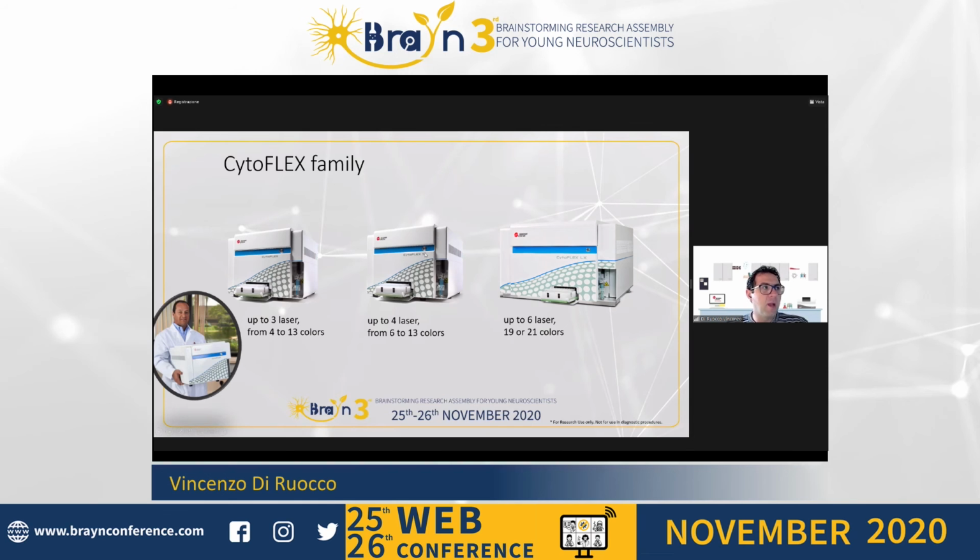The following year, we launched on the market the Cytoflex S, up to 4 lasers. So we increased the flexibility, adding a yellow laser and a near UV laser, in order to expand the possibilities. And then the biggest brother in the family is the Cytoflex LX, which can work up to 6 lasers, 19 or 21 colors. So a lot of markers to detect our cells and classify our cells.